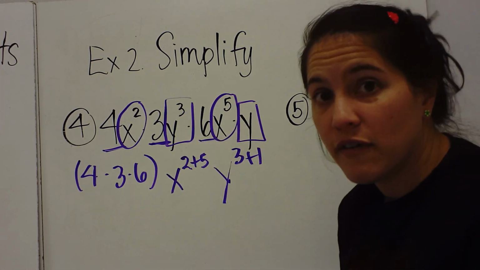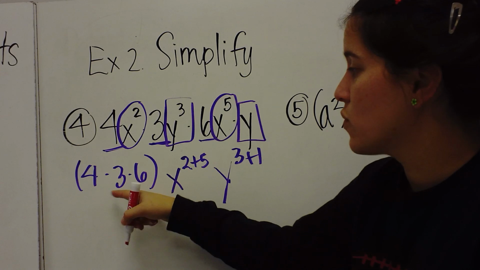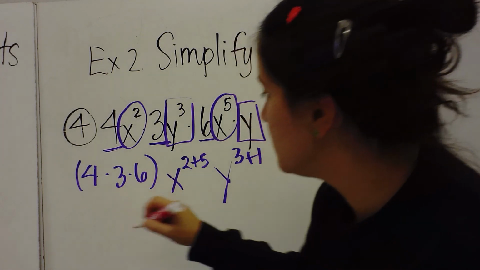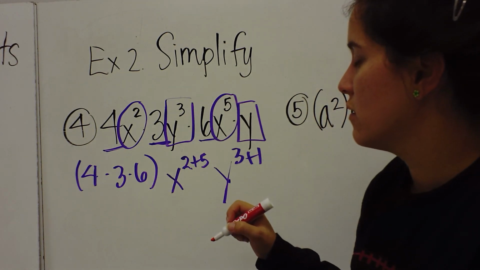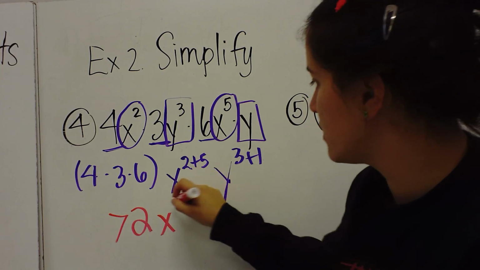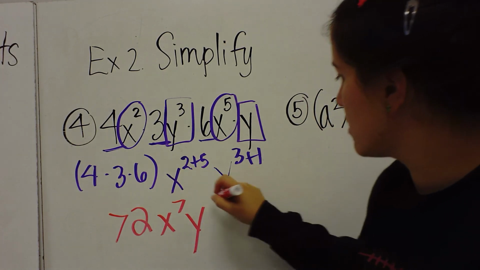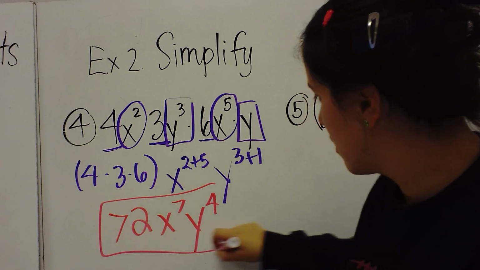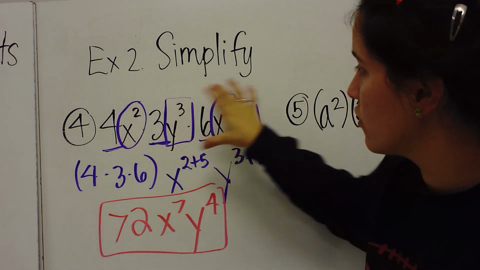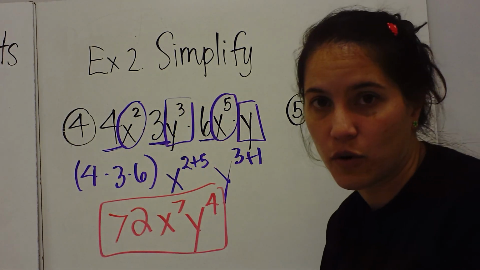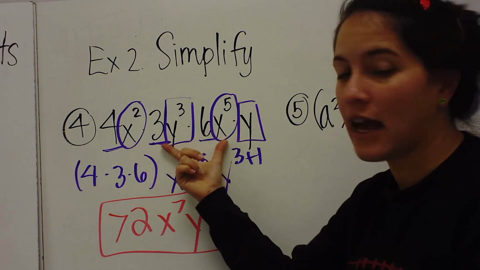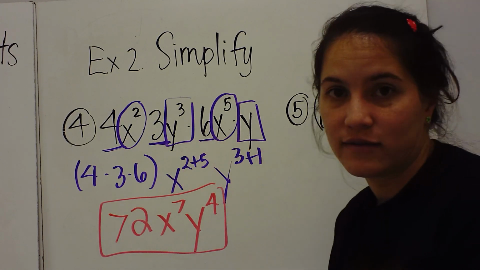And now I can simplify it further. 4 times 3 is 12. 12 times 6 is 72. And then x to the 2 plus 5 is 7. And y to the 4th. So one more time, you multiply your big numbers, 4, 3, and 6, like normal, and then you combine your like bases, x and x, and then y and y. So let me show you one more.